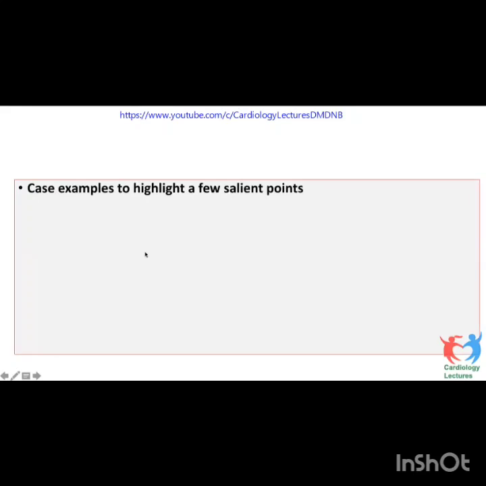I also showed you 5 case examples to highlight a few salient points as regards thrombus burden in the context of ST elevation MI. The case 1 was a standalone thrombus aspiration, which was probably secondary to a plaque erosion.